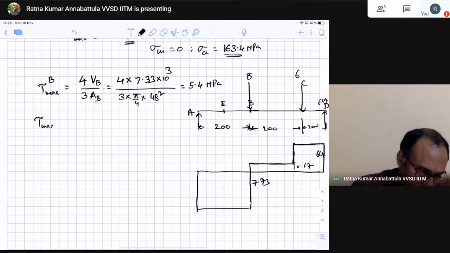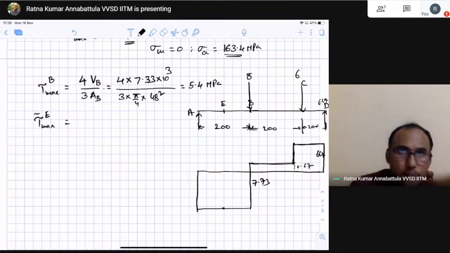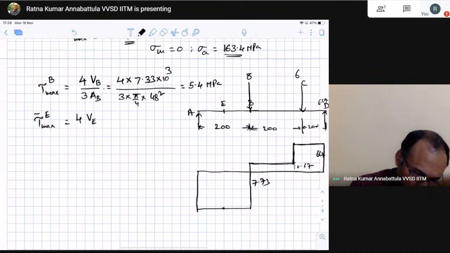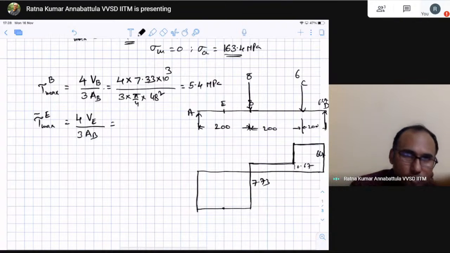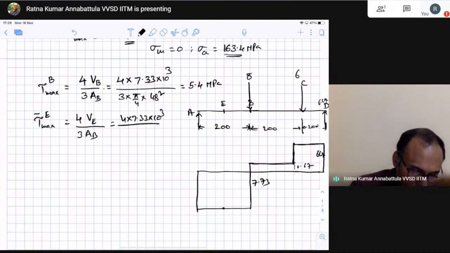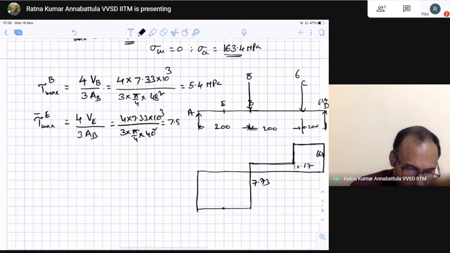Similarly, what will be the tau max at E? So at E also shear force will be 7.33. All right. So 4 times VE divided by 3 times AE, because at B and E the shear force will be the same. So that is 4 into 7.33 into 10 cube. But the only thing that changes is the area of cross section, that is 40 square. So that makes it 7.8 MPa.